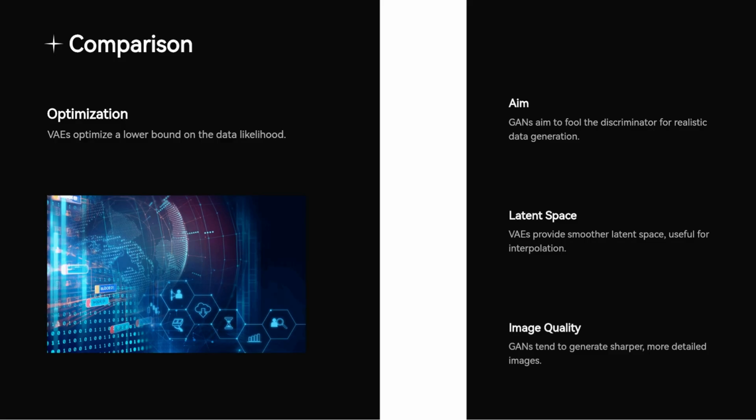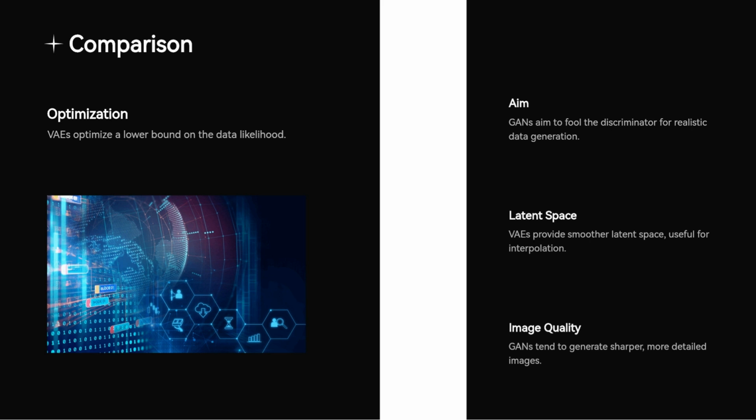When comparing VAEs and GANs, there are key differences in both their training objectives and their output. Objective. VAEs optimize a lower bound on the likelihood of the data, meaning they focus on learning the probability distribution that generated the data. GANs, on the other hand, use a minimax game between the generator and discriminator, with the goal of the generator producing data that is indistinguishable from real data.